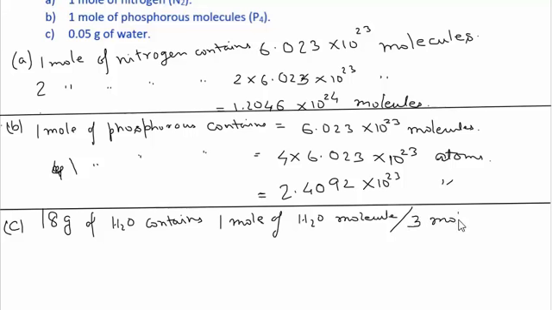How come 3? Why 3 moles of atoms? It is because a water molecule is made up of two atoms of hydrogen and 1 atom of oxygen. Therefore 2 plus 1, 3. So 3 moles of atoms.